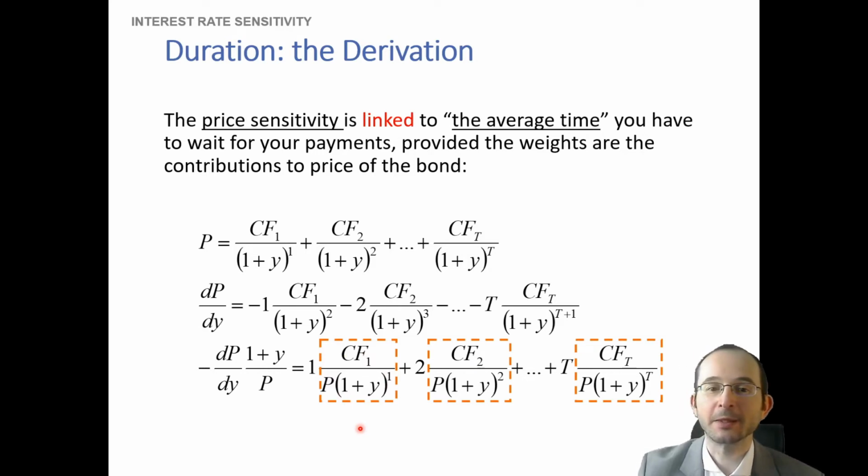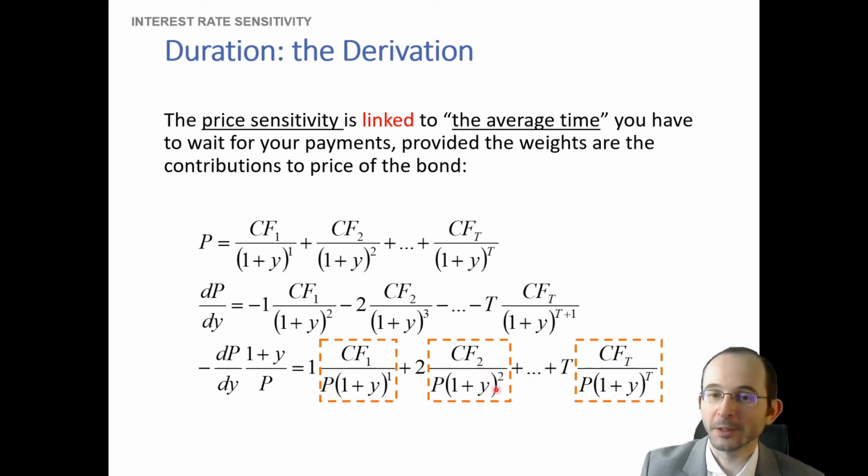Well, we're actually weighting them by the relative proportion that each cash flow represents of the total price of the bond. Because if we break up this three-term cash flow 1, P, and 1 plus y to the first, we can break this up into two components. We've got cash flow 1 over 1 plus y to the first, that's the present value of cash flow 1, divided by P. In other words, what proportion of the total value of the bond does the present value of cash flow 1 represent?